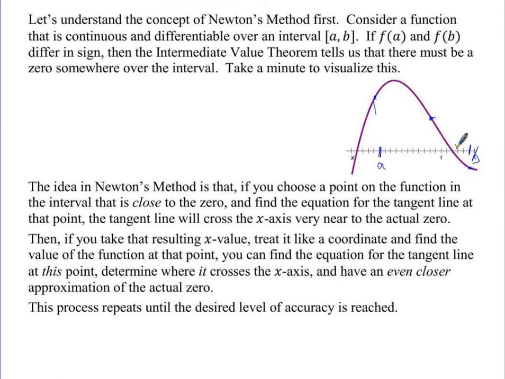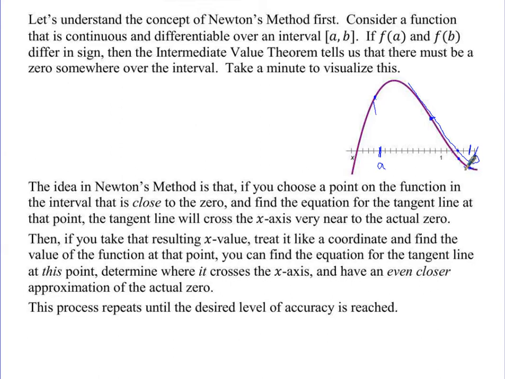Now if I find the equation for the tangent line through that point, then for this particular point that I picked, I get a tangent line that comes down and crosses the x-axis very close to the actual zero. You see that? It's not a great line, but you get the idea. So, now take that resulting x value that you get, treat it like an x coordinate, plug it into your original function, and you'll get an ordered pair that's right there. Now I can take the same thing that I did before and apply it to this point. Not exactly at the zero, but I know I'm closer.